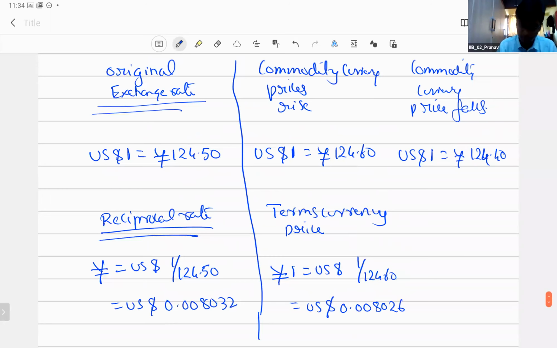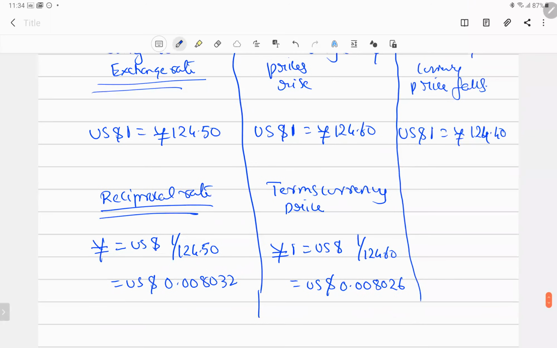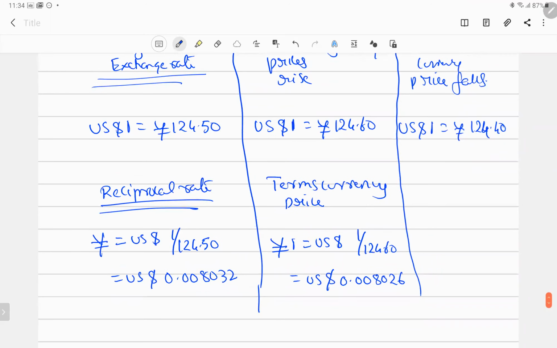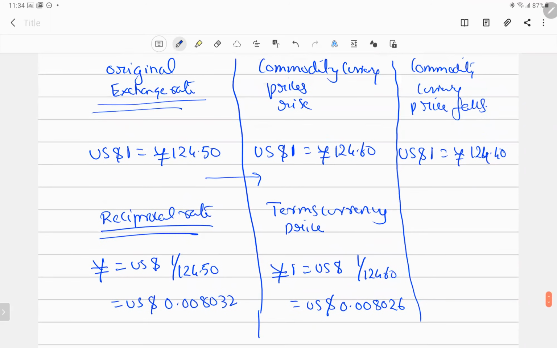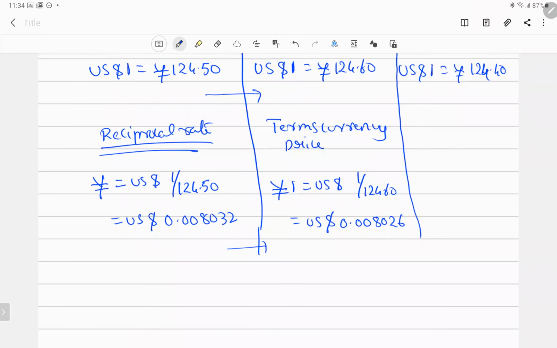Yes, sir. So here your term currency falls. When there is a rise in the commodity currency, your term currency falls. First you have one US dollar at 124.50. When the US dollar commodity price increased to 124.60, your yen, which is your term currency, fell from 8032 to 8026. So the theorem that we have seen is correct, right?